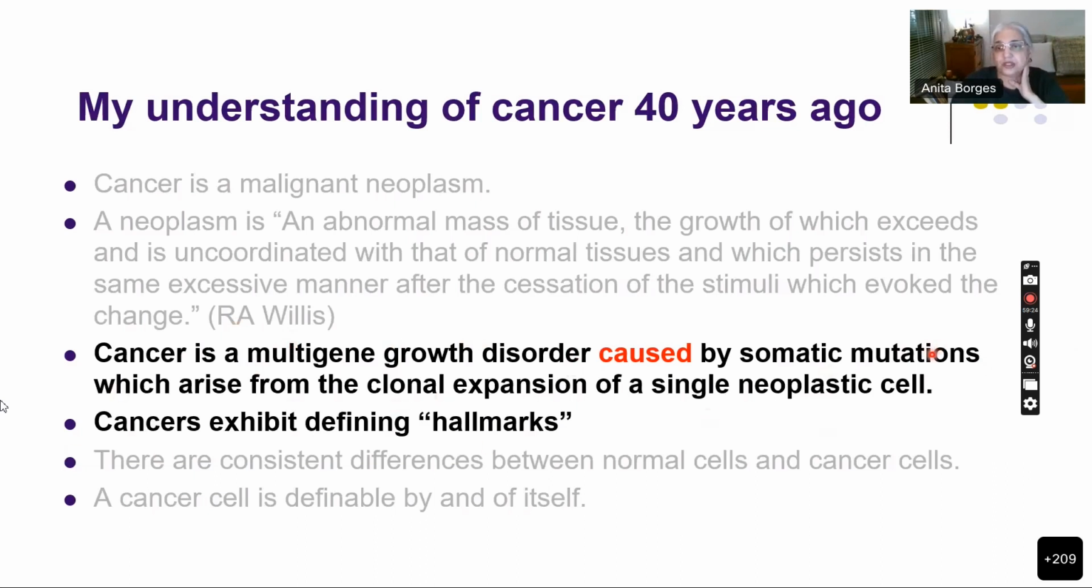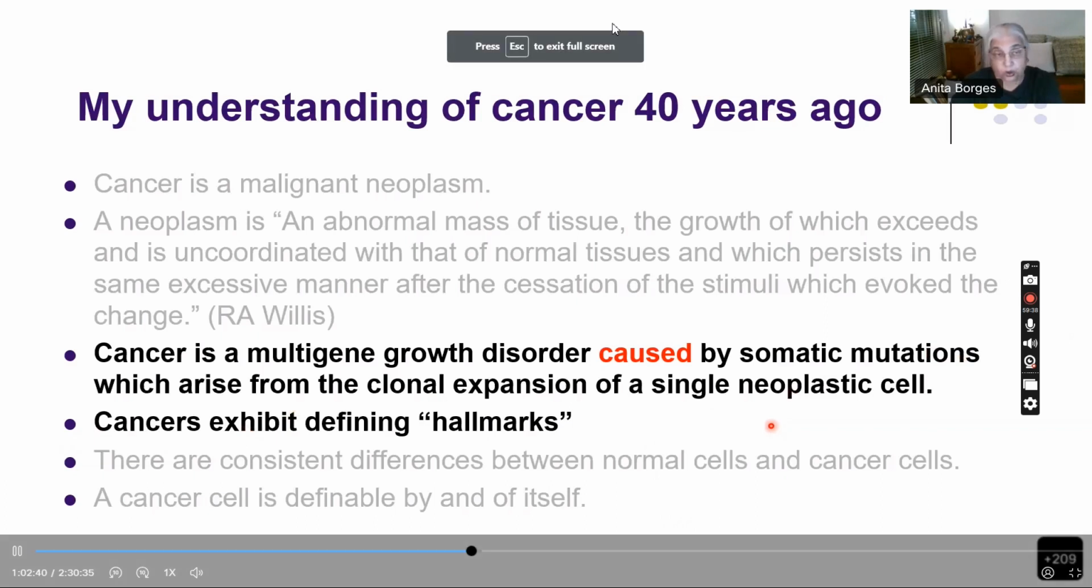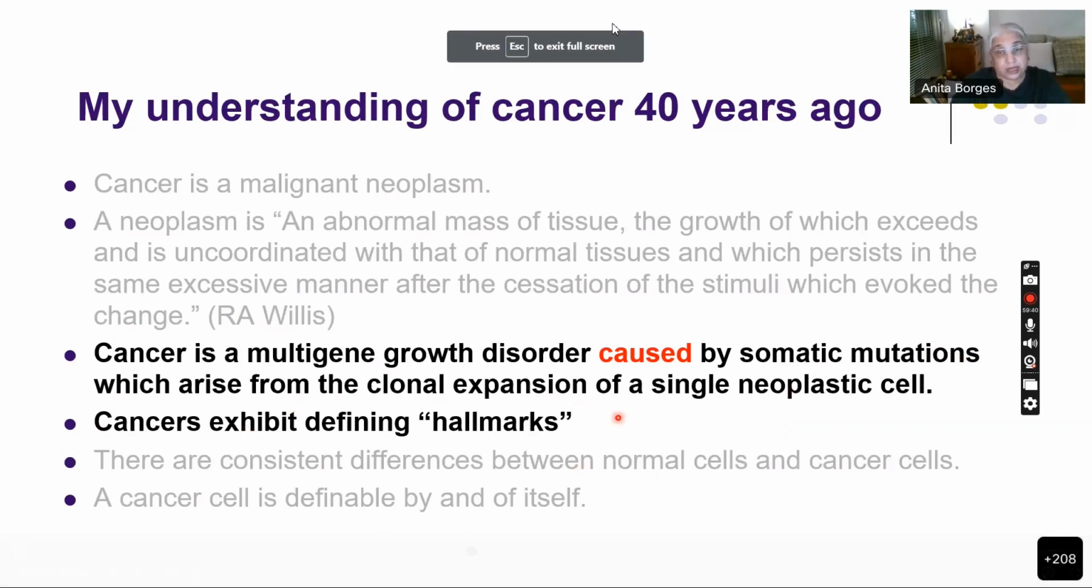And that somatic cancer arises from the clonal expansion of a single neoplastic cell. We did say that most neoplasms are clonal. We didn't say all when I was talking, but that's it. And we also said that an amoeba cannot get a cancer, talking about clonal. And then we talked about cancers exhibiting defining hallmarks, and we went through all of the hallmarks.